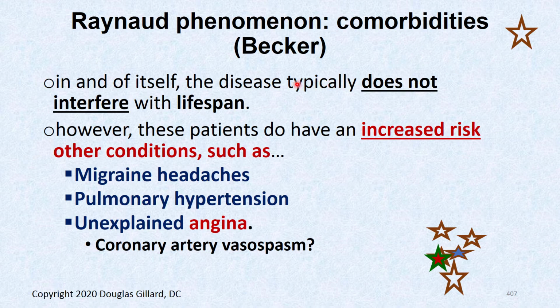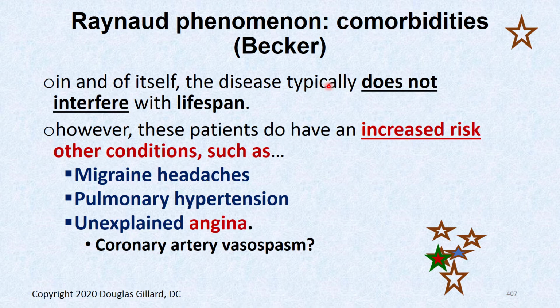So it doesn't interfere with your lifespan. But there are some other comorbidities that could affect your lifespan, like pulmonary hypertension. Some people believe that there's an oversecretion of endothelin that goes on in the microcirculation of the lungs. That's one of the proposed theories. We don't know what causes Raynaud's, the vasospasm, but one is an overproduction of endothelin in the hand. So the same thing can happen in the lungs and give you pulmonary hypertension. It can give you unexplained angina or even a heart attack.